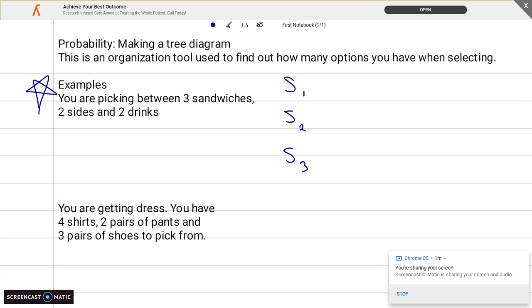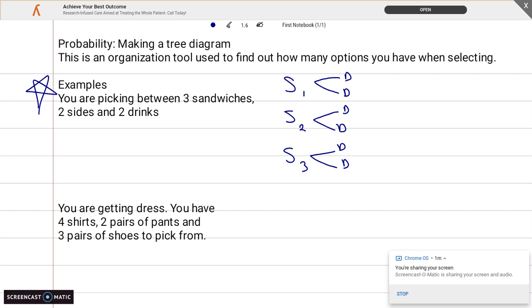Now I have two side dishes I could pick from. If I were to pick sandwich one, I have two options for my side dishes. I'm going to go with the letter D for dishes. So I have two choices if I pick the first sandwich. If I pick the second, I still have the same two choices, and if I pick the third, I still have the same two choices.